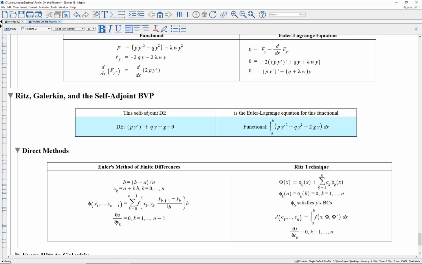You want to minimize or extremize that integral. So take partial derivatives of this function with respect to yk. You have a set of equations to solve for the yk.